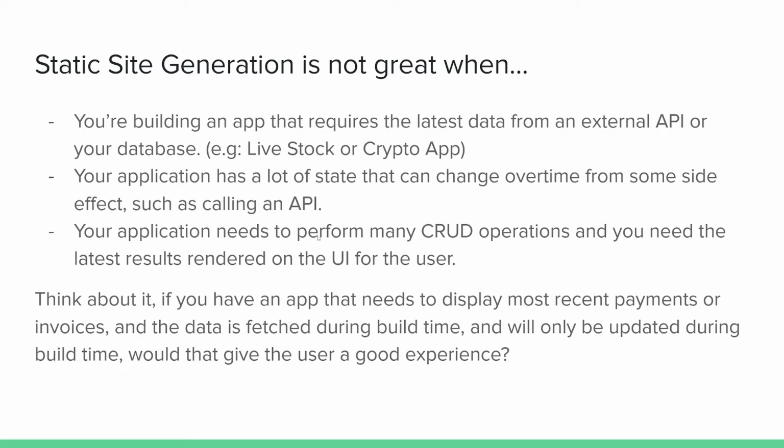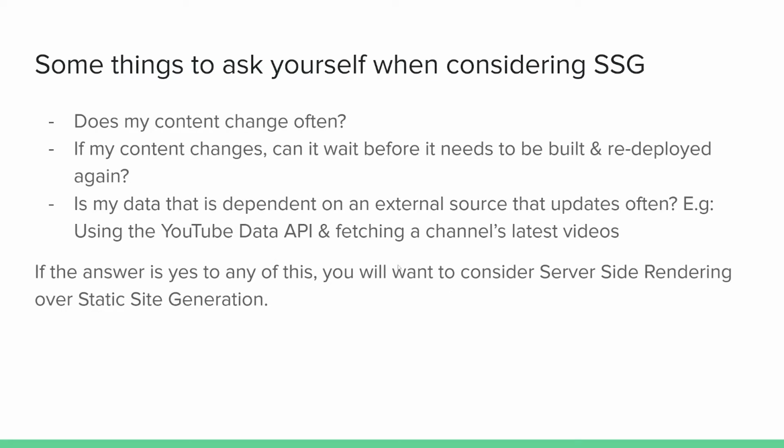So the one question that you should always ask yourself on when to pick SSG over SSR is: does your app need to display the most recent data? Can that be fetched once during build time, or does it need to be fetched every single time as soon as it's updated so the user gets a better experience? So that's the question that you should really be asking yourself. Okay.